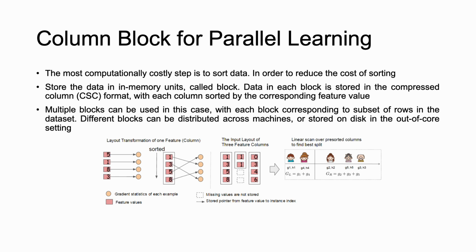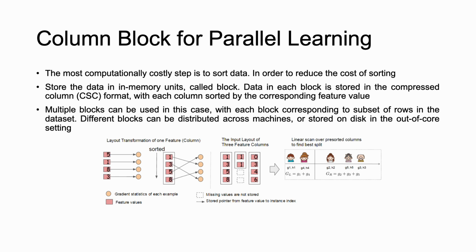The block structure also helps with using the approximate algorithms. Multiple blocks can be used in this case, with each block corresponding to a subset of rows in the dataset. Different blocks can also be distributed across machines and stored on disk in the out-of-core setting.